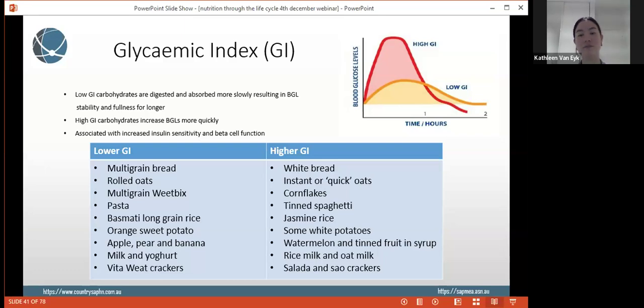And then your higher GI foods, things like white bread, the quick oats, the 90-second or the 2-minute oats, jasmine rice, and some fruits like watermelon are on that higher side, and crackers like Saladas, for example.